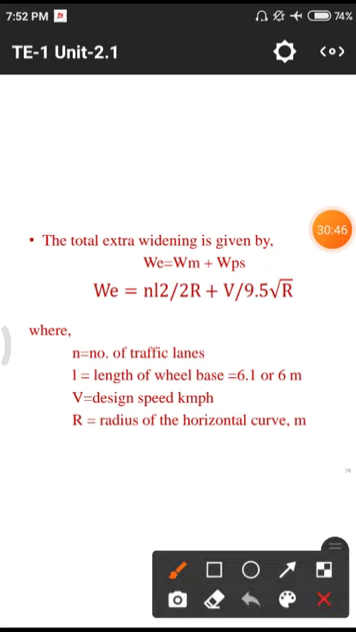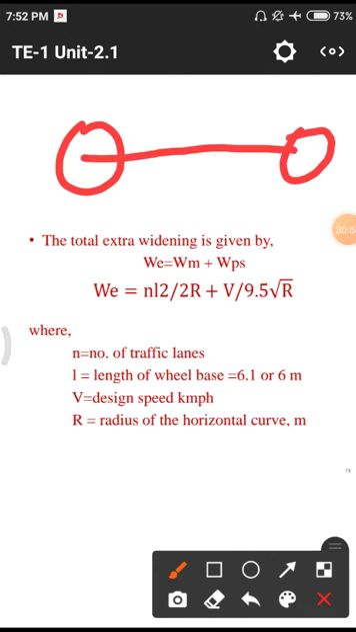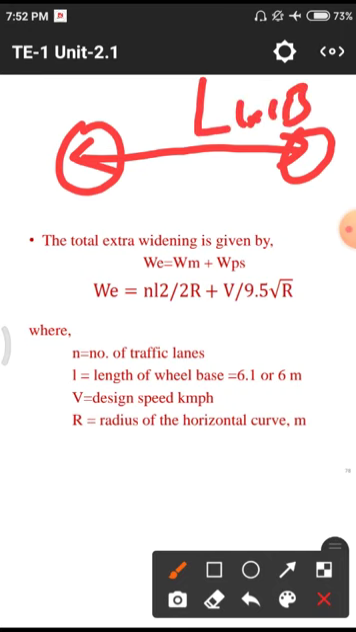L is the length of the wheelbase. You may be confused about what the wheelbase is, so I will show. This is the back wheel, this is the front wheel, and this is the length of the wheelbase. The length of the wheelbase is the distance between the front wheel and back wheel. This wheelbase is different for different kinds of vehicles. For example, for a tractor we have totally 3 lanes of tires.